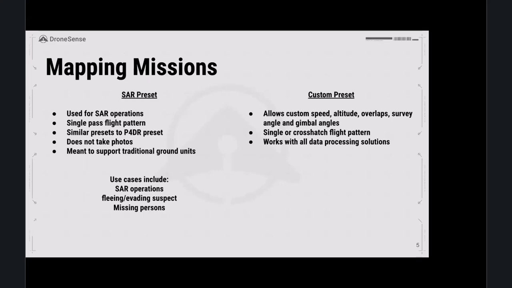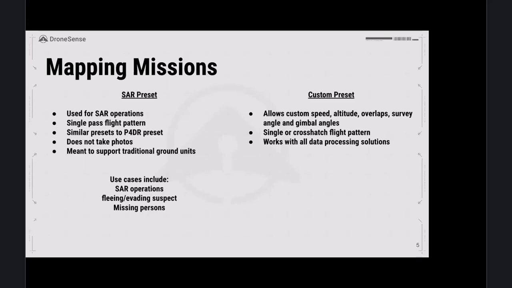And this is going to allow you to completely customize all of the settings when it comes to flight planning. So speed, altitude, overlays, survey angle, gimbal angle. Do you want this to be a 2D or a 3D flight path? All of that completely controlled by you utilizing the custom preset. And again, this is kind of all of our mapping functionality.